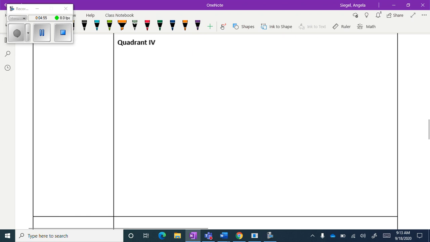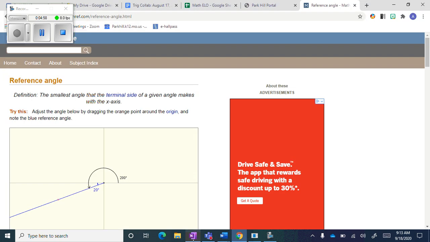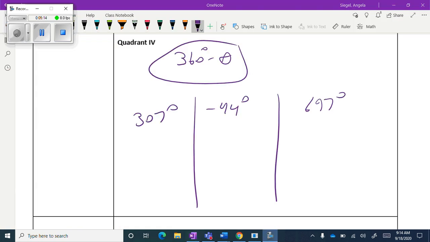Okay, so let's finally go down to quadrant 4, and I'm going to flip over. I have 340 degrees for my actual angle, and I'm trying to get to 20 degrees for my reference angle. So we're going to take 360 minus the angle. I have these three measurements: 307 degrees, negative 44 degrees, and 697 degrees. I want you to do what I've been doing, and find the reference angle for each of those.